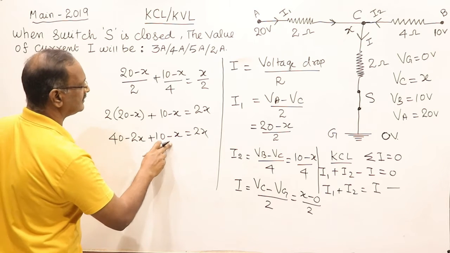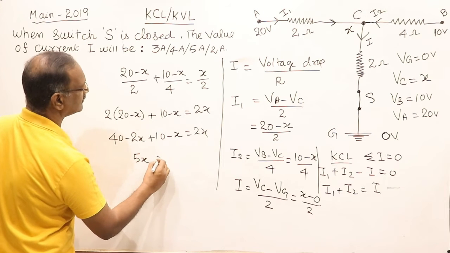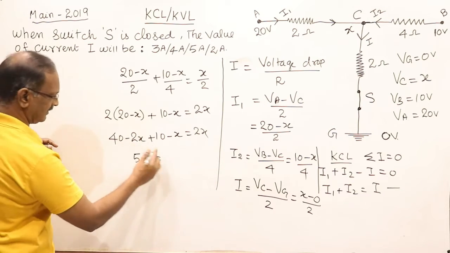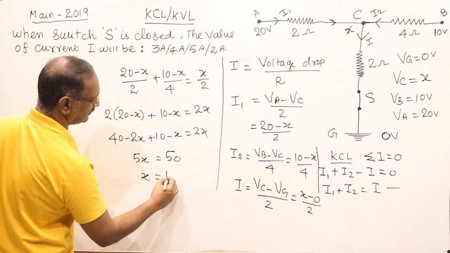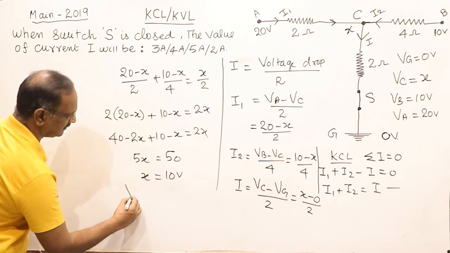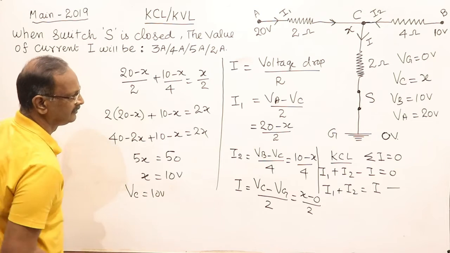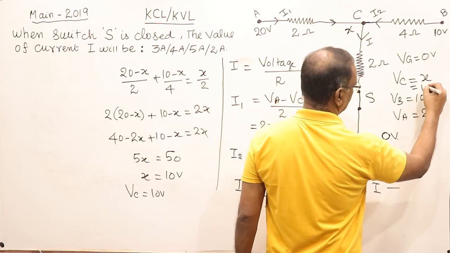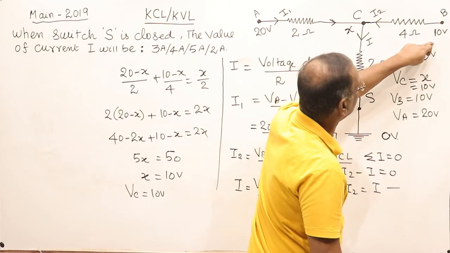Taking the X terms to one side, we get 5X, and 40 plus 10 is equal to 50, so X is equal to 10 volt. That means the voltage at point C is equal to 10 volt. It is well understood: here also 10 volt, here also 10 volt.